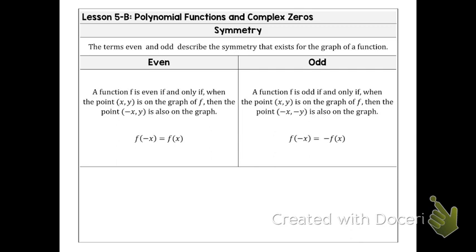An even function: a function f is even if and only if when the point (x, y) is on the graph of f, then the point (negative x, positive y) is also on the graph of f. So what that means is that I can have a positive x and a negative x that share the same y value. This says the graph is symmetric to the y-axis.